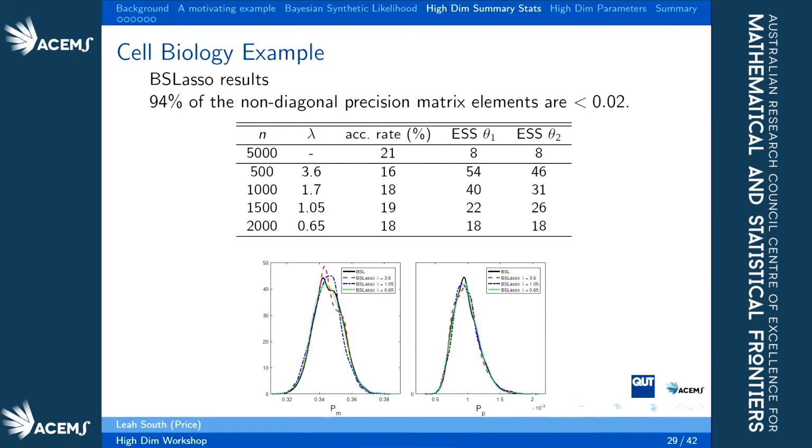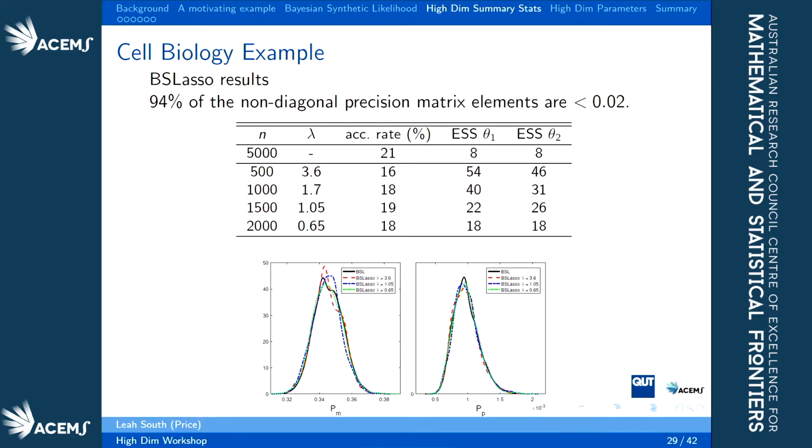In terms of the results that we get for this example, at the top here in this table, we've got the results for standard BSL with n equals 5,000. So for each value of theta, you're simulating 5,000 data sets and calculating summary statistics. You can see the acceptance rate's 21%, and the normalized effective sample size is roughly 8 for the 2 parameters. But if we use the BS lasso, we're going to get a similar acceptance rate and a higher normalized effective sample size. So essentially, we're getting some nice improvements in terms of efficiency.